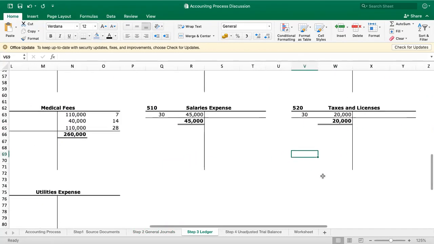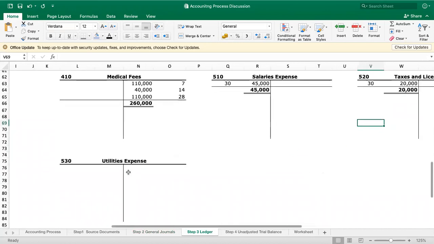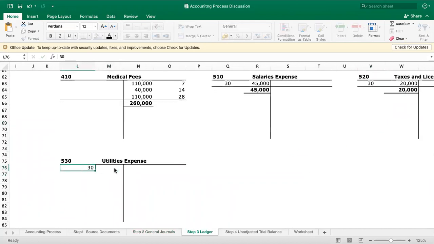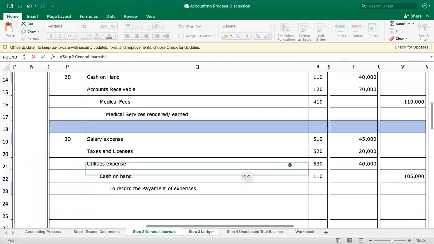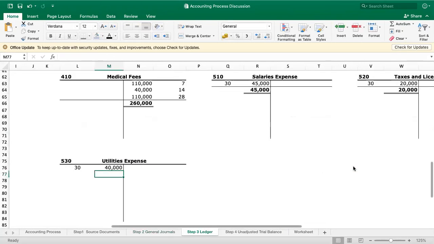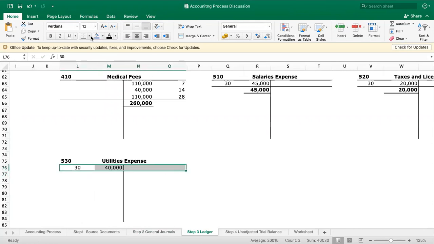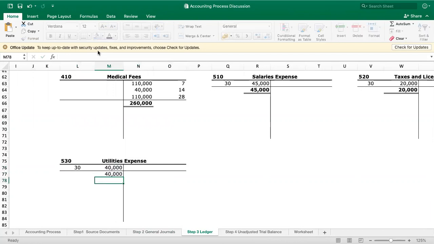Okay, so next you have utilities expense. So I guess one transaction lang din on September 30. This one, utilities expense, that's debit 40,000. So no other transactions affecting utilities expense. So therefore, we have a debit balance of our expense account at 40,000.